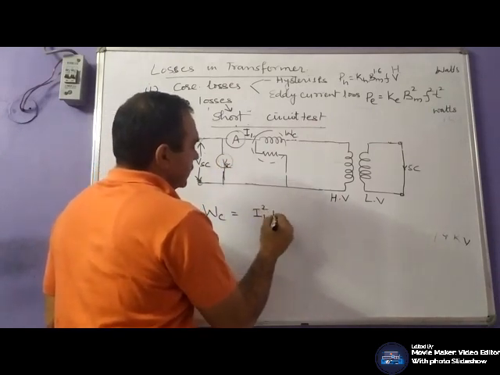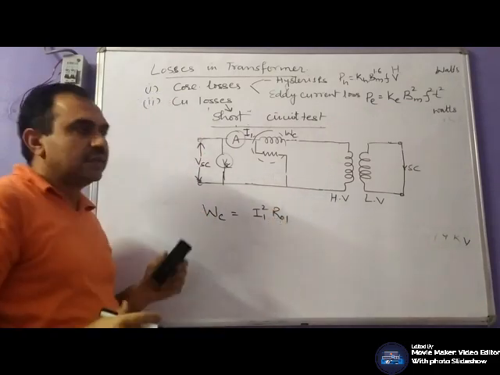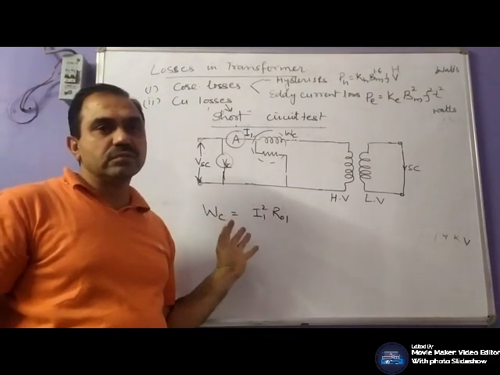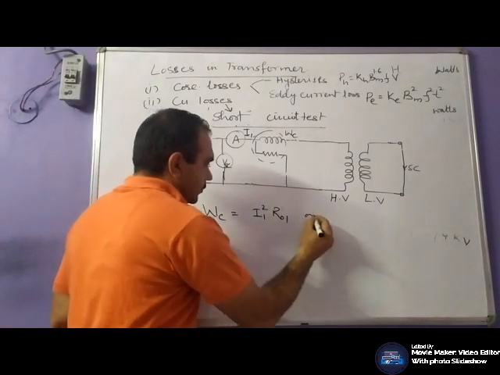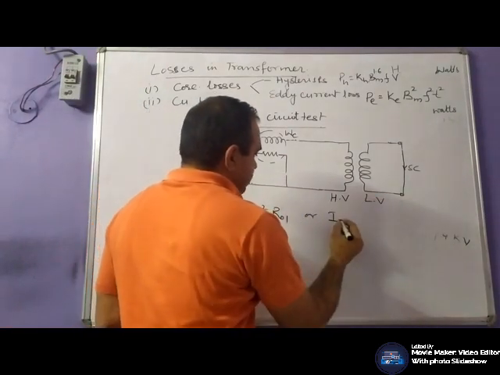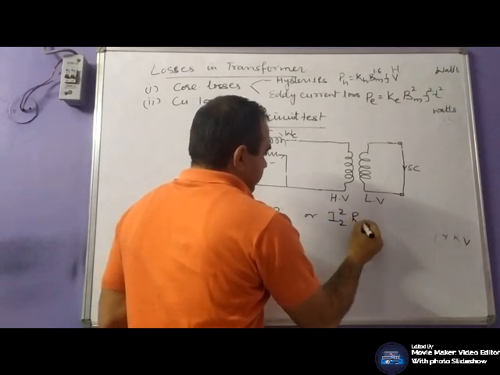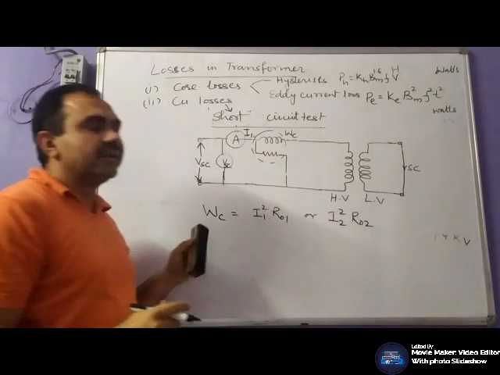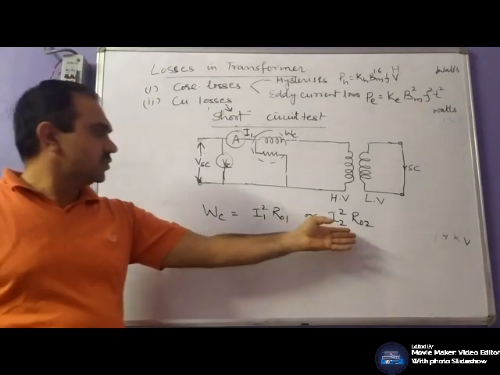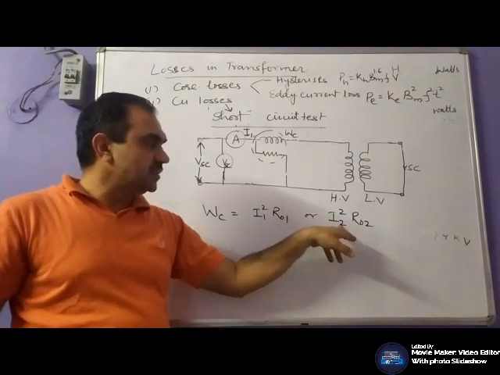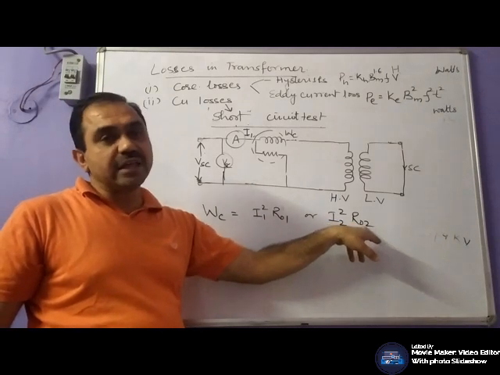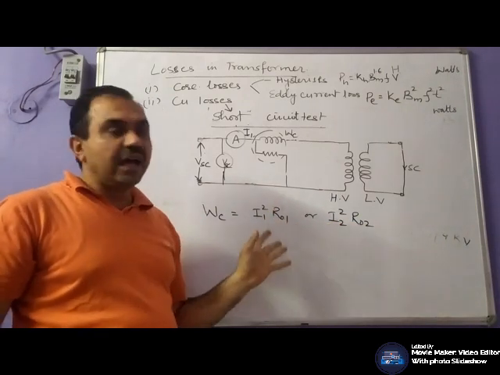Means this wattmeter will give the reading of I1 square times the equivalent resistance referring to primary side, or maybe the equivalent resistance referring to secondary side. Wattmeter reading is known, rated current is known, you can find out the equivalent resistance on either side.